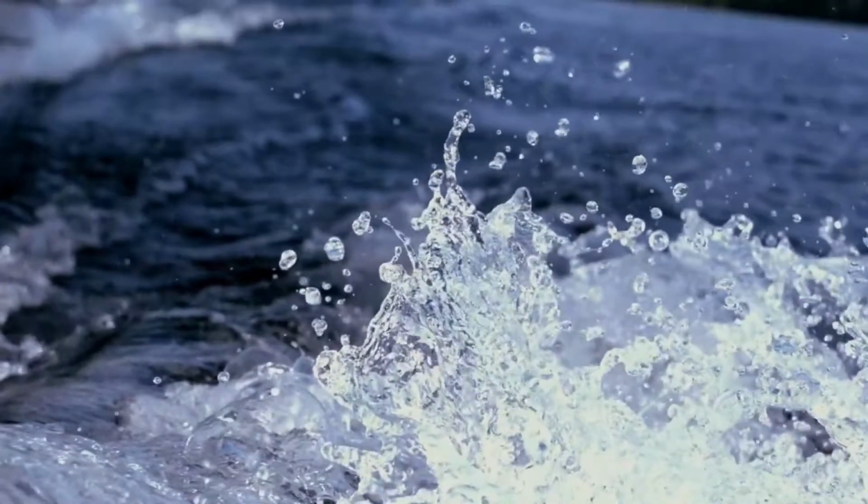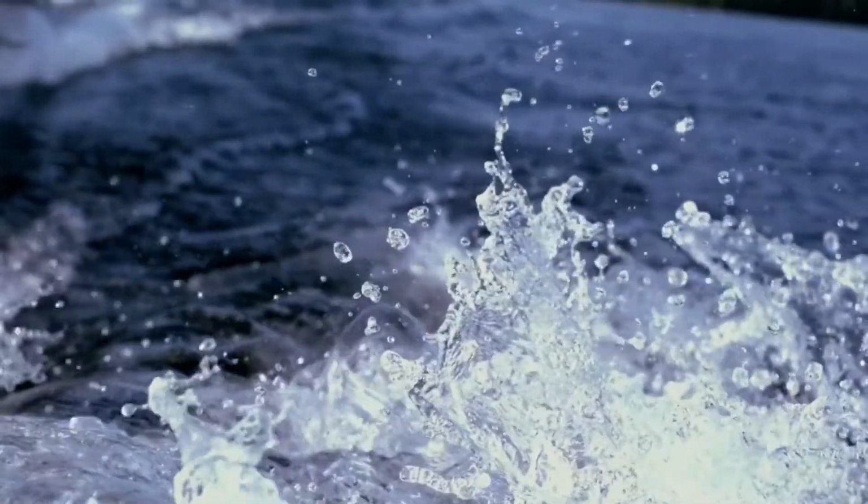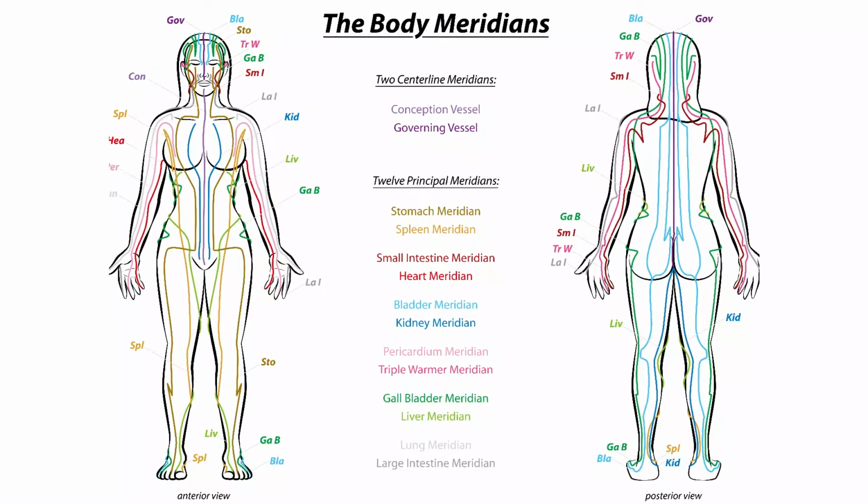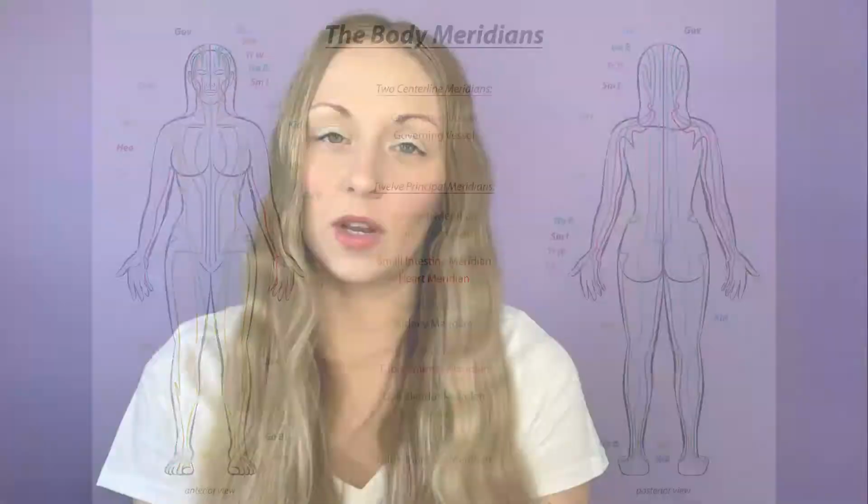Moving on to the last of the 5 elements is water. So water is in charge of the kidneys and bladder. Now again, these organs are not literal organs necessarily in our body, but the organ meridians. The kidneys and bladder are in charge of the life force or the life energy that we're born with, that we're given from our parents.